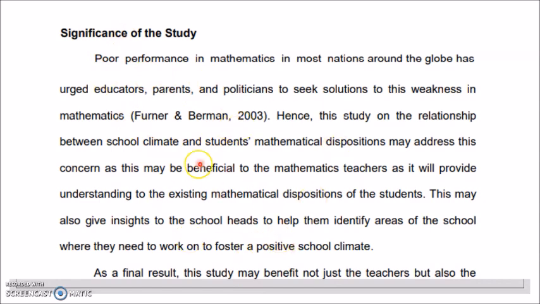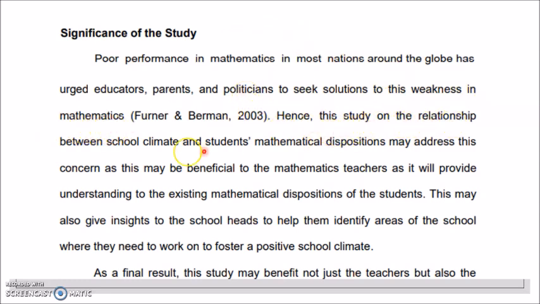In paragraph form, ang significance of the study natin. So, we have, poor performance in mathematics in most nations around the globe has urged educators, parents, and politicians to seek solutions to this weakness in mathematics. Ferner and Berman, 2003. So, this is now the global importance, yung intro niya, na naghahanap tayo ng solution. So, the world is seeking solutions to this weakness in mathematics.